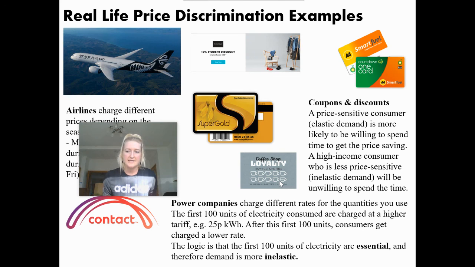So hopefully this has helped you understand price elasticity of demand. We will look at income and cross elasticity of demand in the next couple of videos.